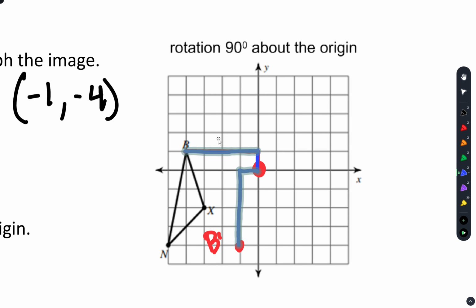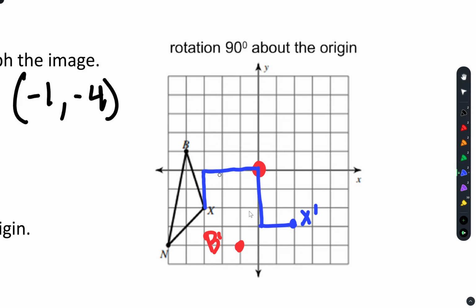So let me erase this, and I'll show you what it looks like for X. So for X, here is my shape. I'm going to take that shape, and I'm literally going to imagine that I turn it 90 degrees. Some of you are going to be much better at this than I am. I messed it up first hour. But that's where X prime would go.